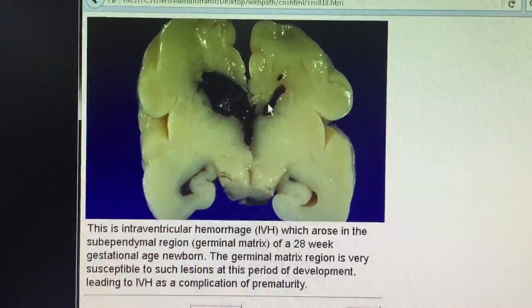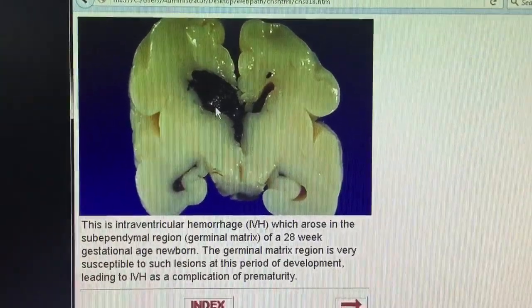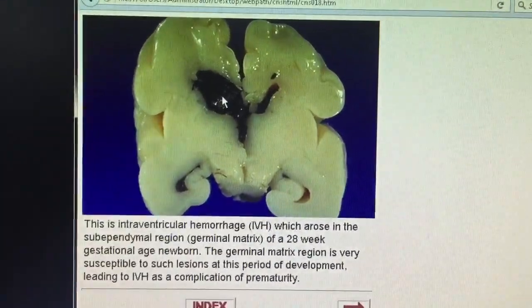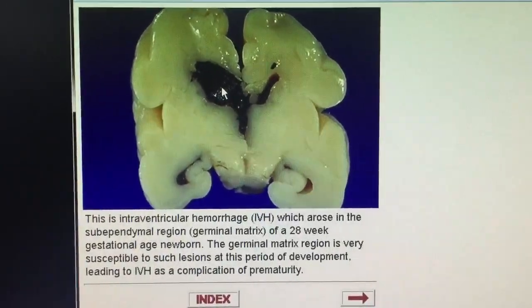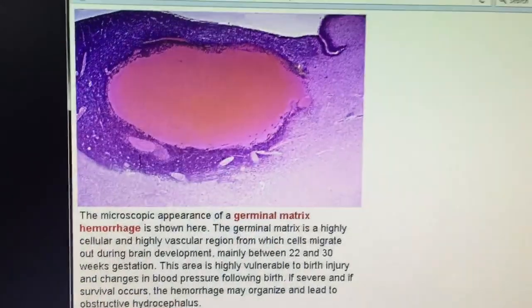Here we have this ventricle, as you can see. If you compare this side with this one, within the ventricle we have a hemorrhage, okay? This is usually seen in premature babies. Here we have another example.